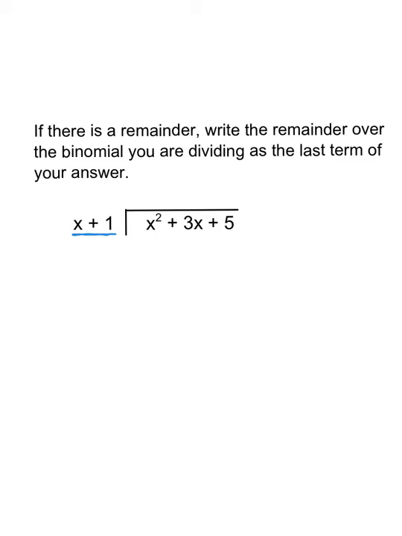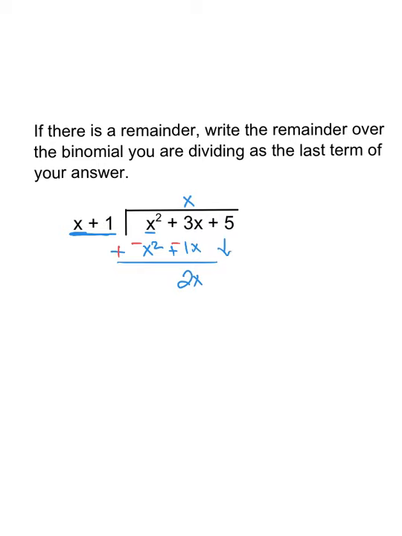So if we look at the first example, once again, we're going to focus on the first terms. So we're going to say x times what gives me x squared. Hopefully you pick x. Now I'm going to distribute that x to both terms in the front. X times x is x squared. X times 1 is 1x. We're going to subtract. I don't like subtracting. I like to do keep, change, change. So x squared plus negative x squared is 0. 3 plus negative 1 gives me 2.